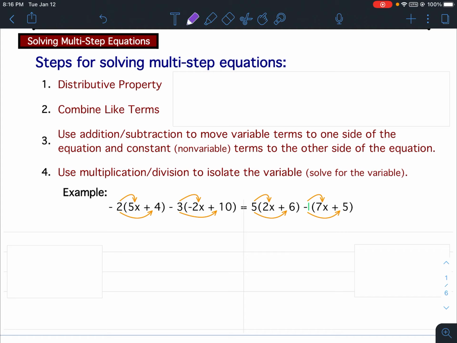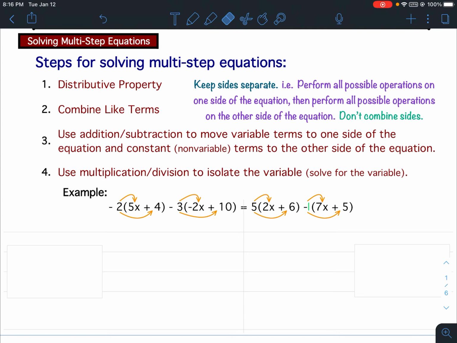Okay, so here are the steps for solving multi-step equations. The first step is the distributive property. Now, it's not to say that every single problem is going to have the distributive property, but the first thing you want to look for is the distributive property. The second thing you want to look for is combining like terms. Again, not every problem is going to have like terms to combine, but those are the things you want to look for first. And what makes these steps special is that you want to keep the sides of the equation separate. In other words, you'll do everything you possibly can on one side of the equation, and then everything you possibly can on the other side of the equation before you combine sides.